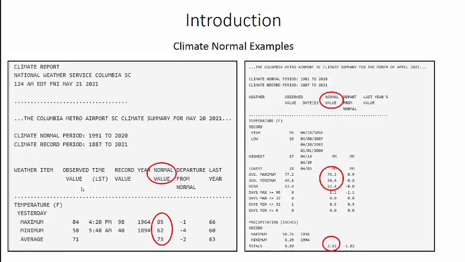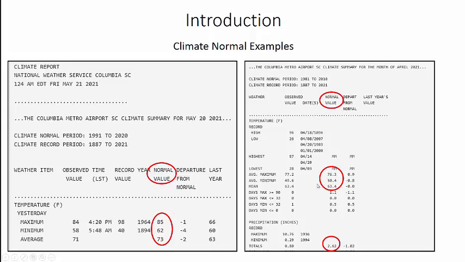Here's an example of some climate products that we issue routinely. On the left, a daily climate summary for Columbia for a particular day, and on the right, a monthly climate summary, in this case for Columbia for the month of April. We give the observed values, and we also compare them to normal.